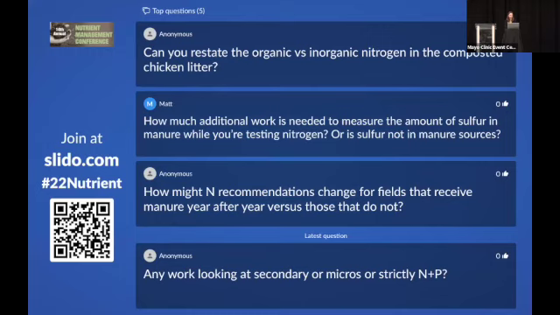Restate the organic and inorganic nitrogen in the composted chicken litter. In that case, I would have to look at my data. We didn't have composted chicken layer specifically in our lab data, because they just tell us if it's chicken layer or poultry litter. Poultry, they don't tell us if it's litter or composted layer or what it is. So I don't have it in the composted stuff. I can look at my data though, and if whoever asked the question wants to email me, I can try to get that back to them.